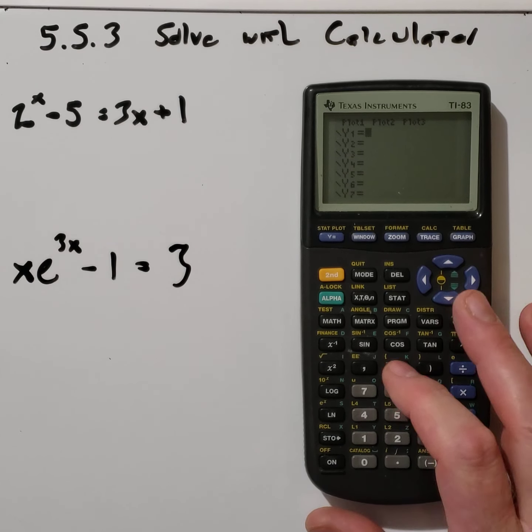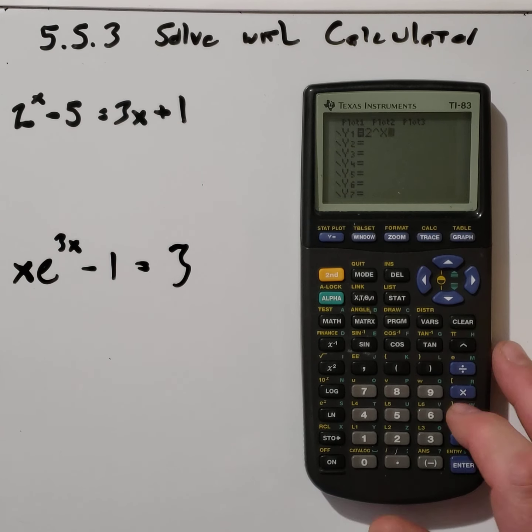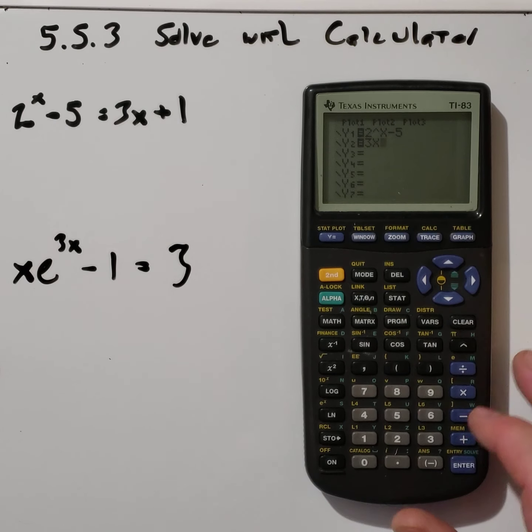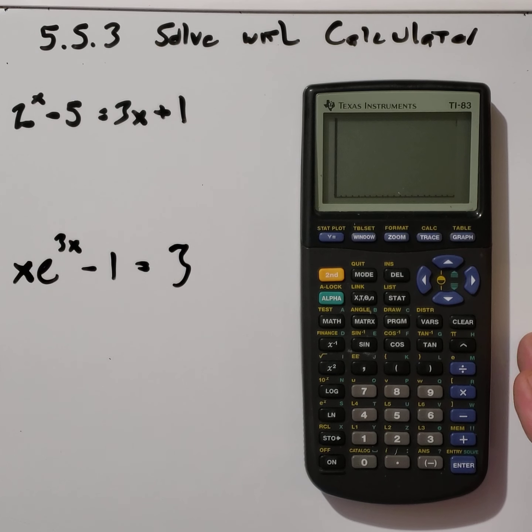So for y1, I'm going to put 2 to the x minus 5, and then for y2, 3x plus 1. And when you graph those, sorry, my window is still on the word problem settings. Get back to zoom 6. When you graph them, you may or may not be able to see where they cross depending on how big the numbers are. This one looks like they cross in two places. One's down here, one's up there.